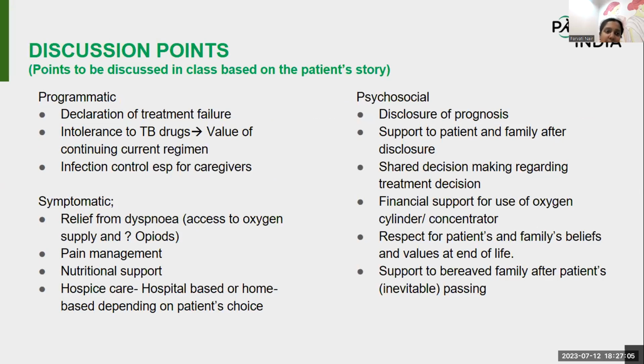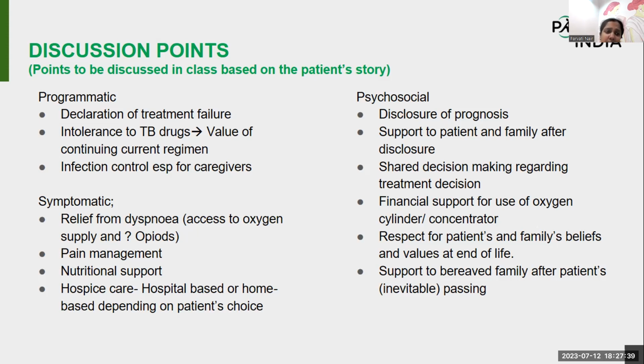So the discussion points. Programmatically, we have to declare treatment failure because this is obviously not working for him. So there's intolerance to TB drugs. There's no really effective regimen left. So we can debate the value of continuing the current regimen or giving him any regimen in the future. Infection control, especially for caregivers, keep in mind he's smear positive. At this point of time, he was 2+, so he's quite infectious and it's pulmonary TB.